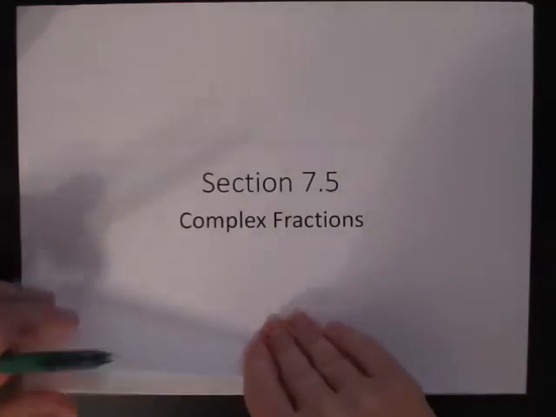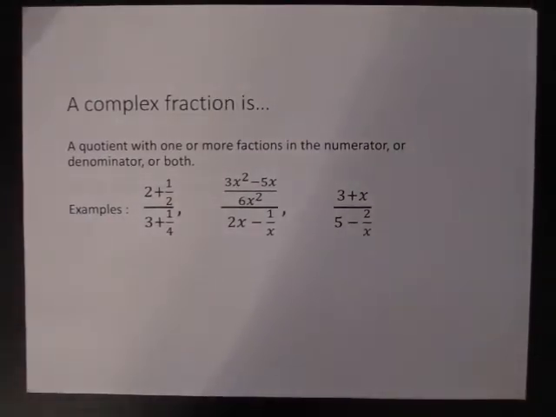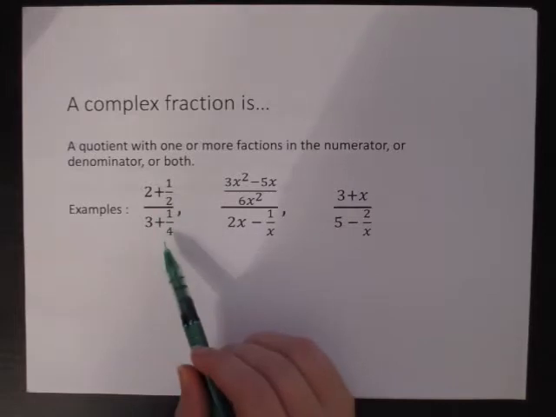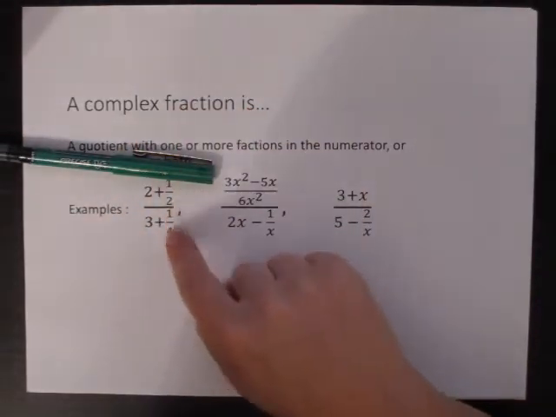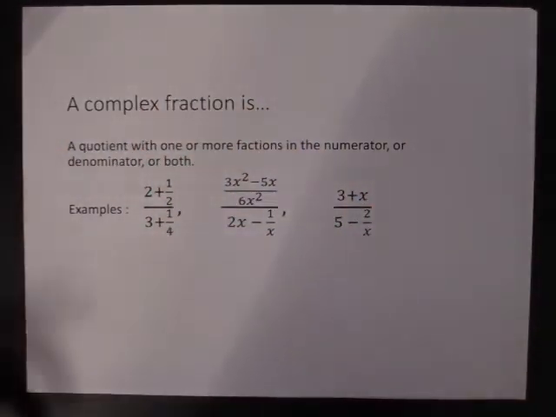Alright, so a complex fraction is a quotient with one or both fractions in the numerator or denominator or both. These look super intimidating, but we're going to take it in 3 simple steps, and we're going to be able to approach these types of problems. If I've got 2 plus 1 over 2 over 3 plus 1 over 4, this is called a complex fraction because we have some type of addition or subtraction on the top and some type of addition or subtraction on the bottom. So it creates a big fraction.